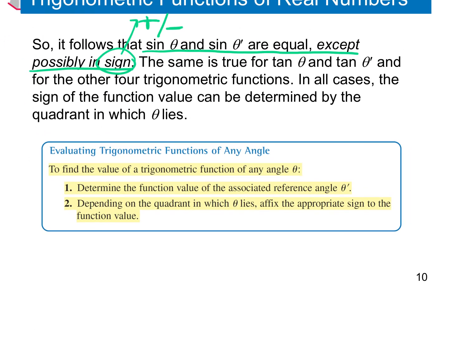So when we evaluate trig functions of any angle, to find the value of a trig function, we have to determine the function value of the associated reference angle. So we find the reference angle first. And then depending on the quadrant that theta lies in, we affix the appropriate sign to the function value. So we determine whether it is positive or negative depending on the quadrant. That's where we use All Students Take Calculus. So find the reference angle, determine the signs. Our reference angle is always positive and acute.